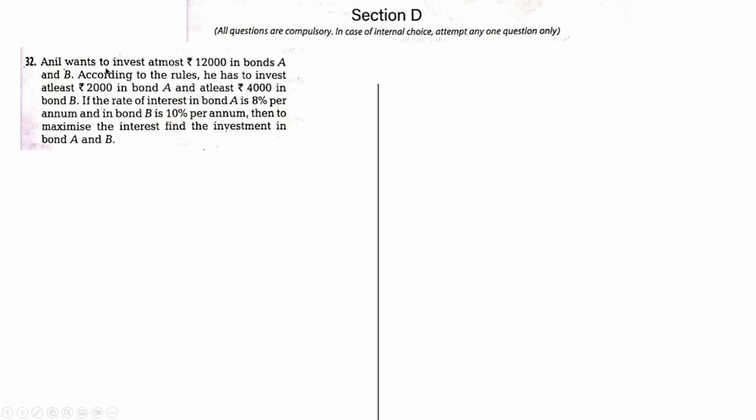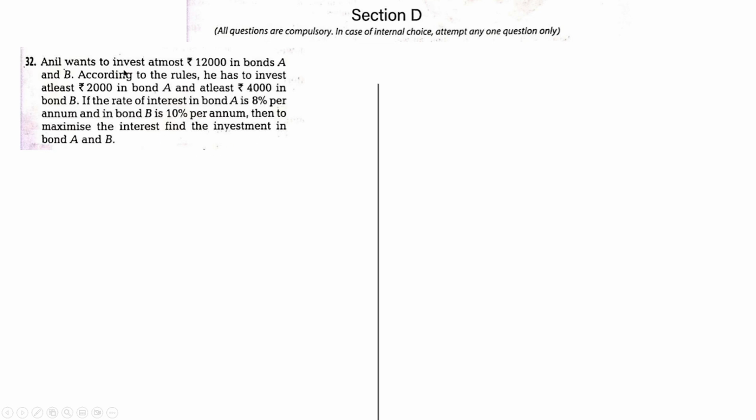So here we have the amount which Anil has got, it is rupees 12,000. So this 12,000 he has to invest in bonds A and B. And then it is given he has to invest at least rupees 2,000 in A and at least 4,000 rupees in bond B. The rate of interest in bond A is 8% per annum, and in bond B it is 10% per annum. We have to find the investment in bond A and B to maximize the interest.